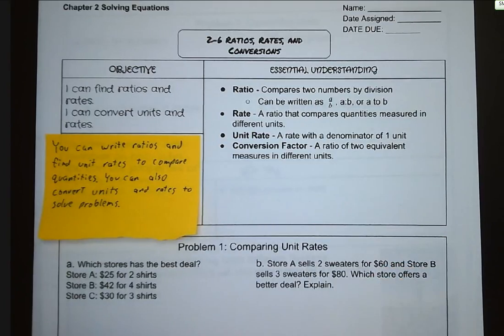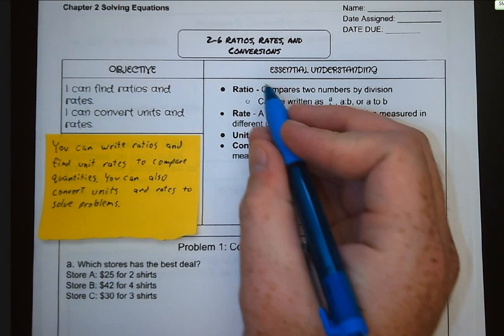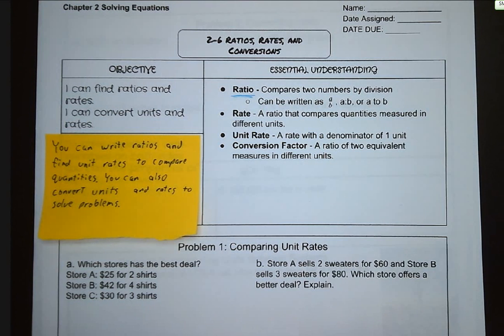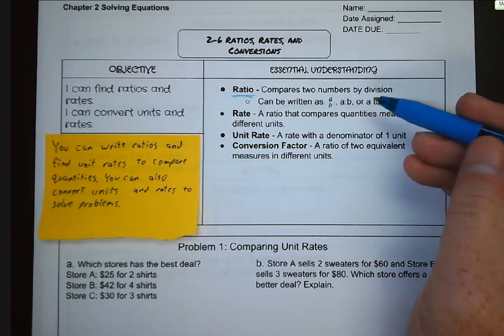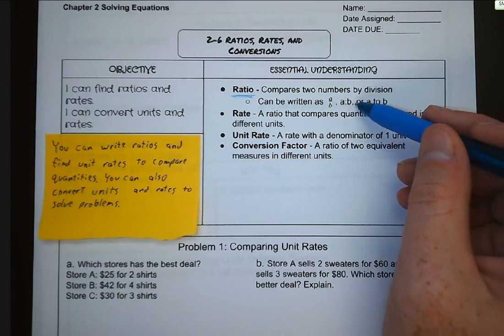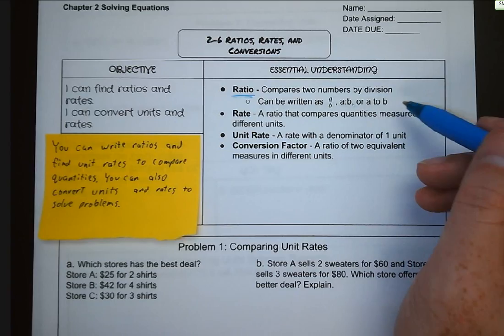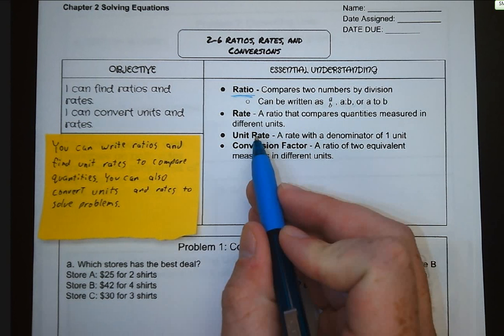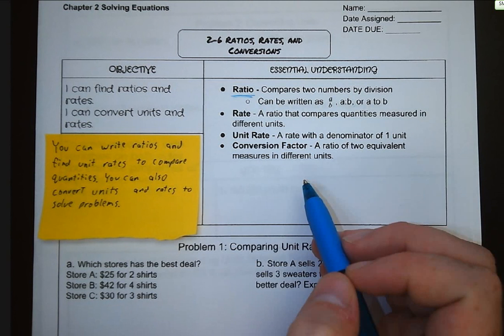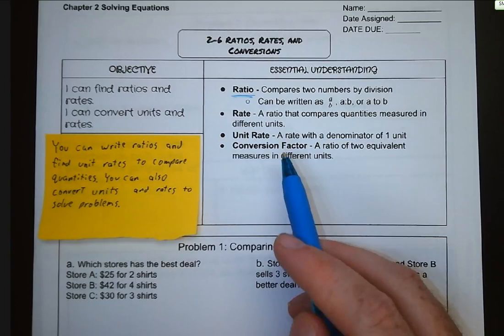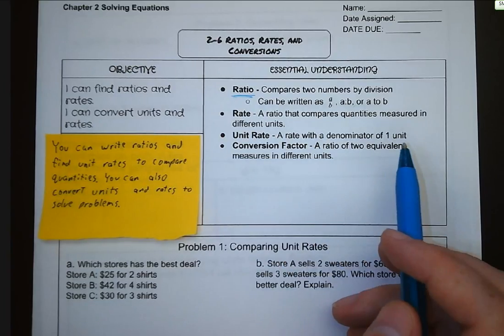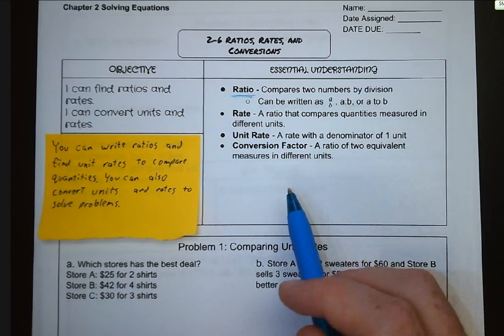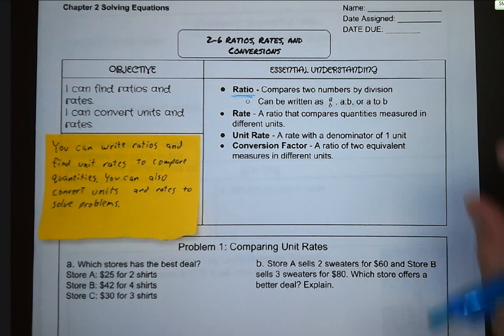So, our vocabulary for today: a ratio compares two numbers by division. It can be written one of three ways: either A over B, A colon B, or by saying A to B. So any of these three ways say the exact same thing. A rate is a ratio that compares quantities measured in different units. A unit rate is a rate with a denominator of 1 unit. And a conversion factor is a ratio of two equivalent measures in different units. And we're going to use all of these later on today.